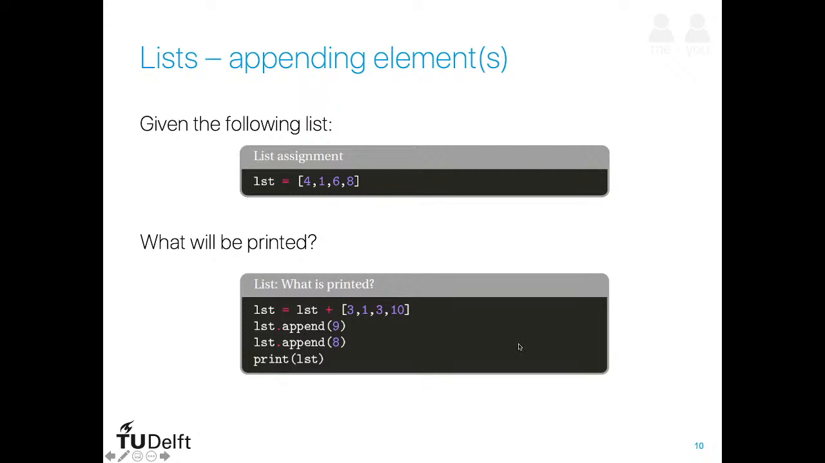But you can also use the append function. So if I were to print list here, then in the end what we see is indeed our first list, 4, 1, 6, 8, appended with 3, 1, 3, 10, and then the 9 and the 8. And that way you can keep on changing your list. So this is all appending, but you can also remove elements from the list.